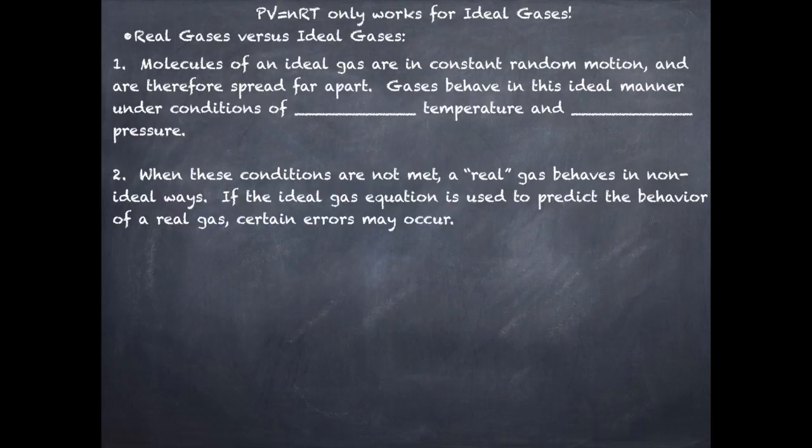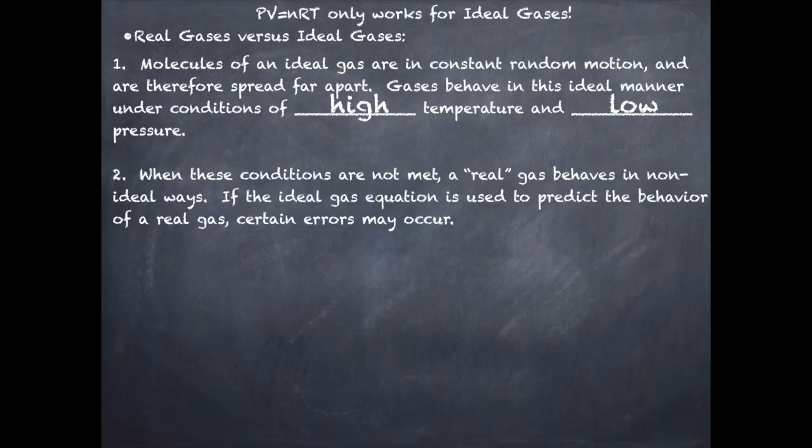Molecules of an ideal gas are going to be in constant random motion, and therefore they're going to be spread really far apart, meaning that they're not going to be super attracted to each other. So how can we minimize the attraction they would feel? Well, we want them moving as quickly as possible, meaning we want a high temperature, and we want them as far apart from one another as possible, which means low pressure. So if you have high temperature and low pressure, under those conditions, gases will act as ideally as is possible.